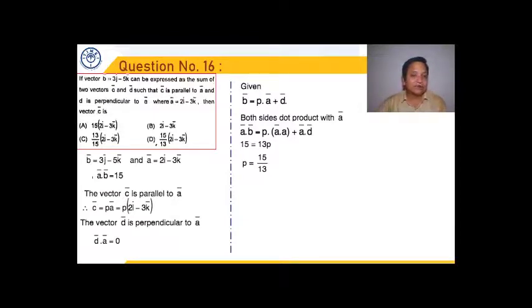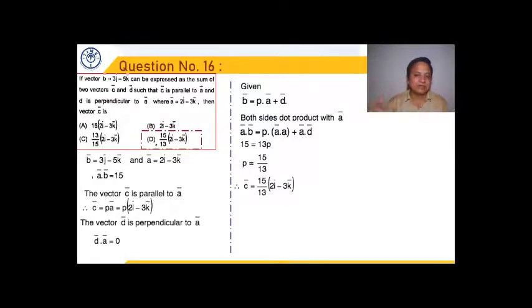And we have to find the value of C vector. And we know C vector is parallel to A vector, of the form P into A vector. A vector is given to us, and value of P we found out as 15 by 13. So C vector comes out to be 15 by 13 into 2i minus 3k. If we carefully look at the choices, we had our choice as choice D as the answer. I hope this is clear.